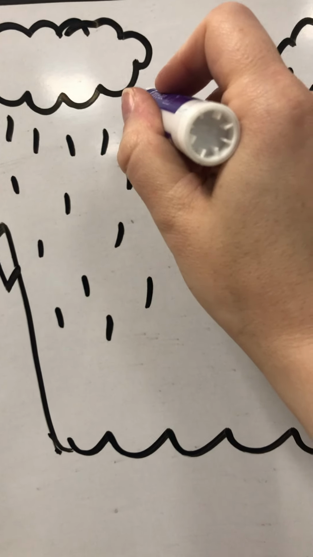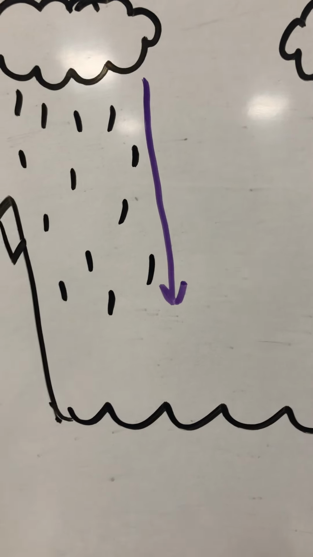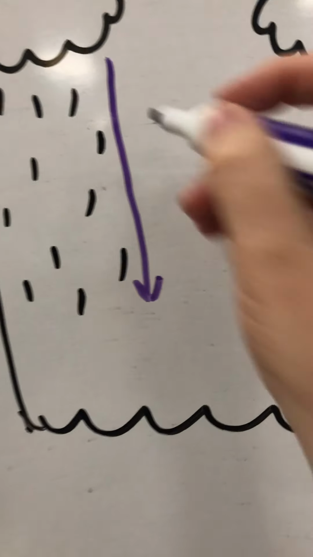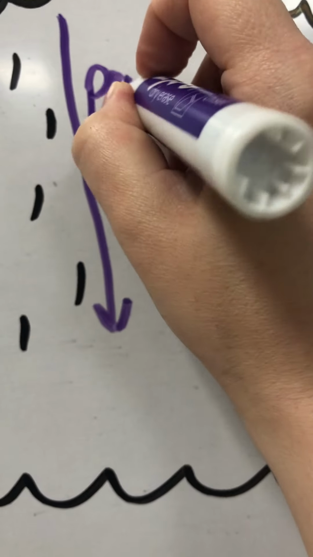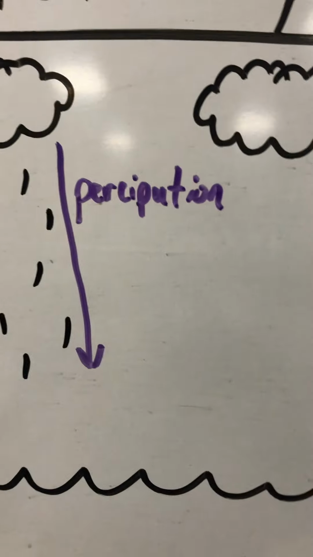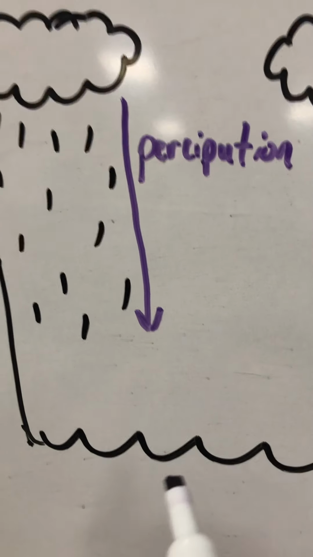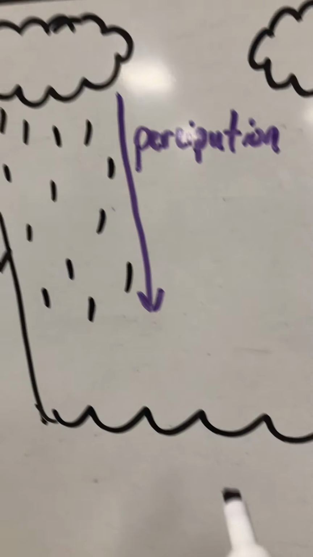When water falls from the sky as rain, sleet, snow, or hail, we call that precipitation. I'm going to try to write that small so that I have enough room for all this. But yes, precipitation is when water falls from the sky. Okay, so I have it falling from the sky as precipitation.